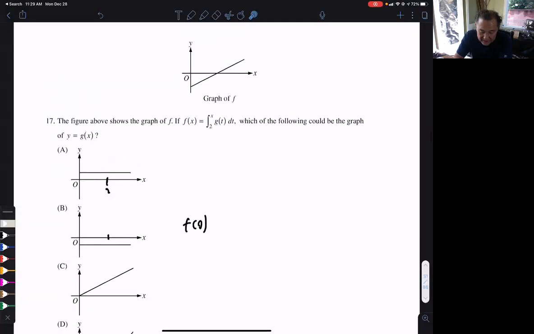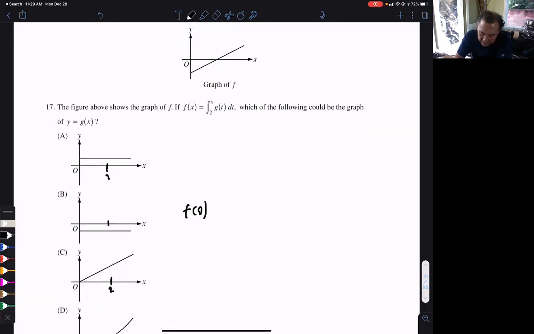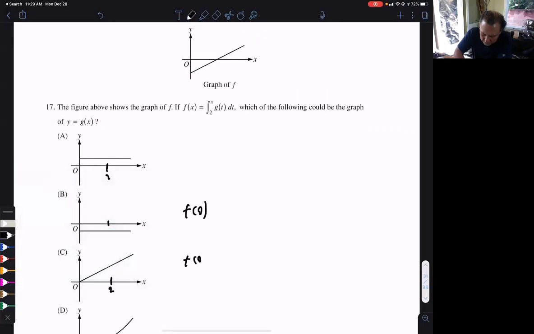C. Could C work? Let's take a look-see. Look-see, get it? Look-see. Assume this is 2. And we're going to see if we have an issue with this. Let's look at f of 0. What's that going to be? Well, f of 0 is going to be the integral that way, right? And it's the net area, which is positive, but we're just going backwards, so it's negative, so we're down here. This looks like a candidate, right?